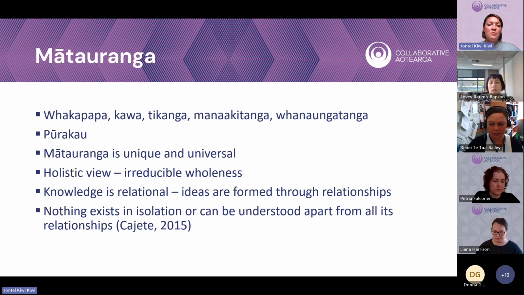I'm always having my mind blown by people who challenge or come up with different concepts that I never thought through that way, and that's how the web spreads out. And nothing exists in isolation or can be understood apart from all its relationships. And I see this as relating to all tangata. No man is an island. We all need those connections, and we're all understood in the context of the people who are around us and the way that we're communicating.